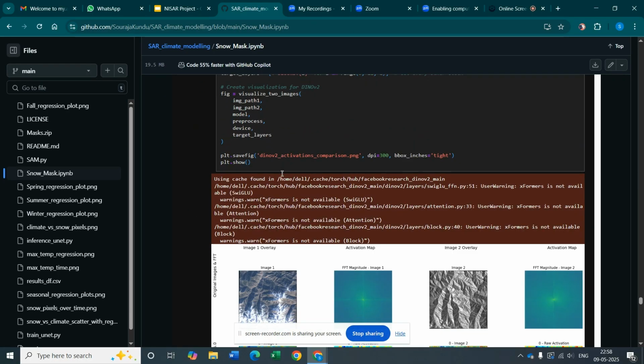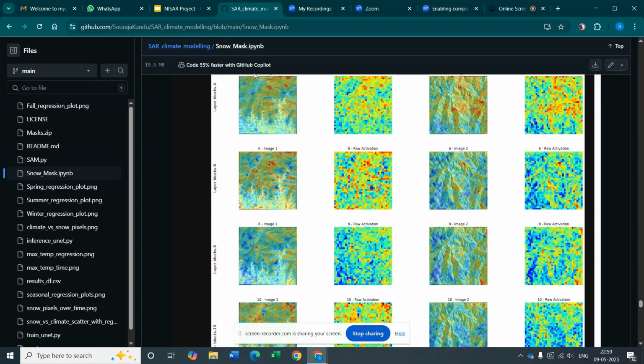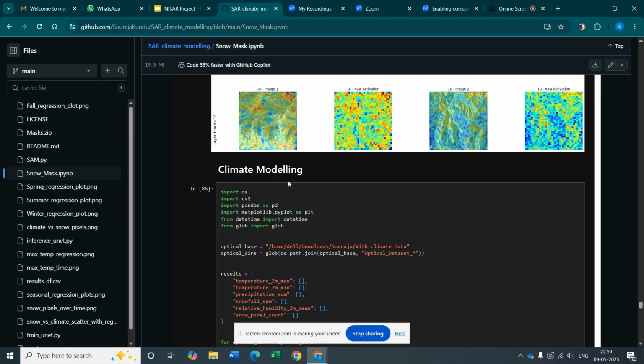Next, I went for DINOv2, which is another image encoder. And here also, I can see that the feature maps are very different and they are also changing over time.